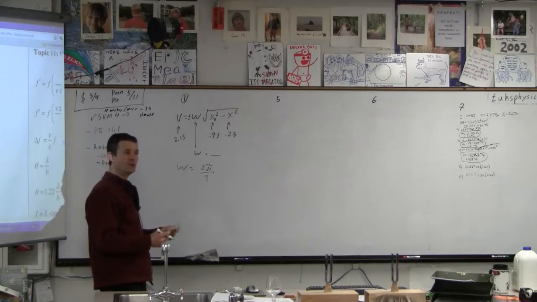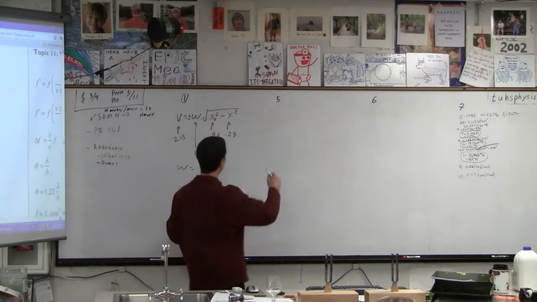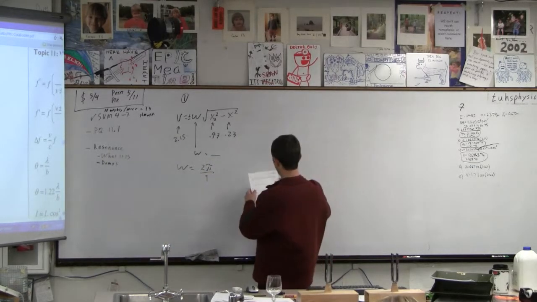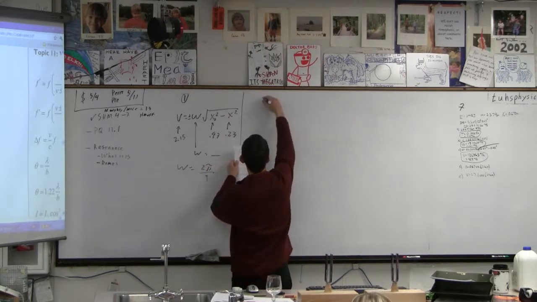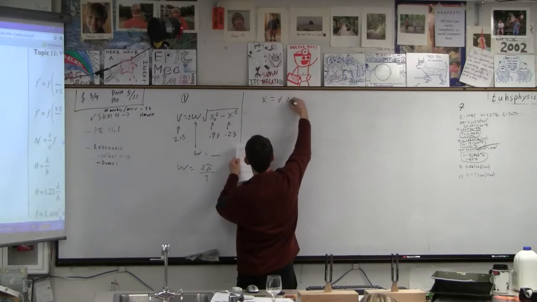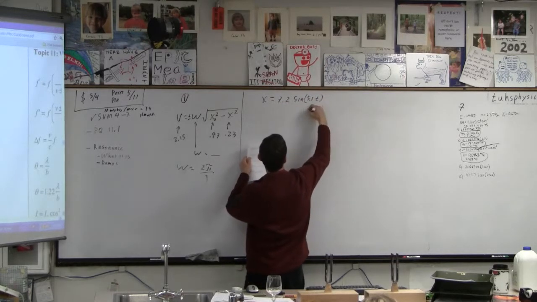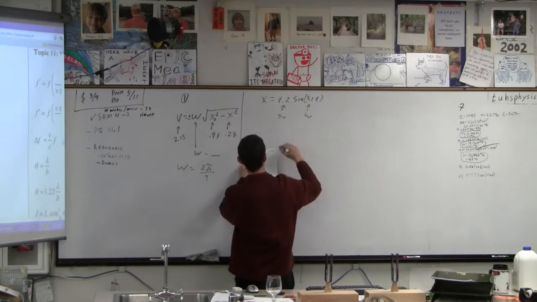Are we okay on number 2? Questions about number 2? So for number 2, the clue is that you've got x is 7.2 sine of 5.1 times t, right? This is omega, this is x naught, right? And so what's the maximum velocity? Well, v is just omega x naught, right?